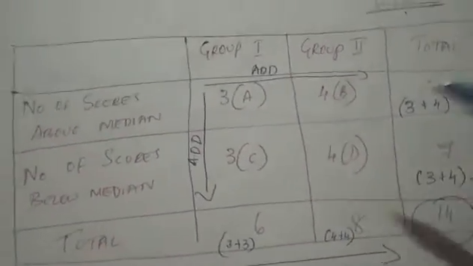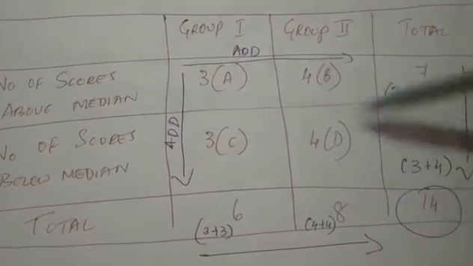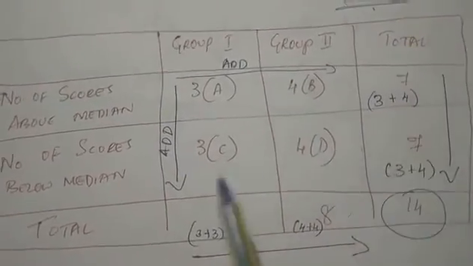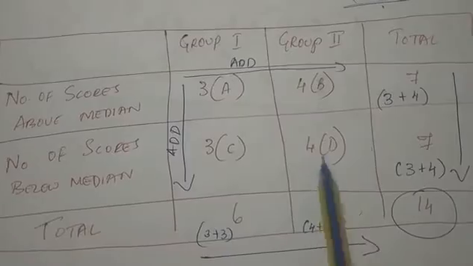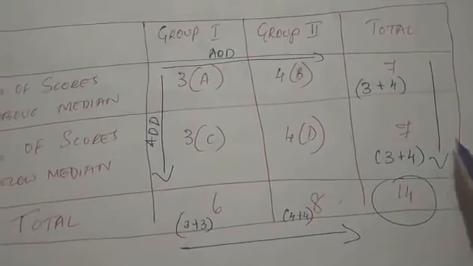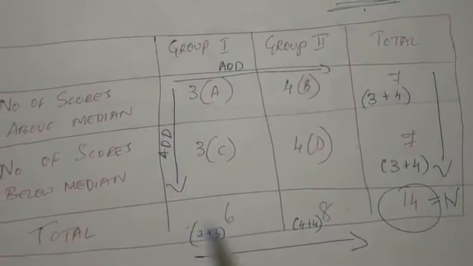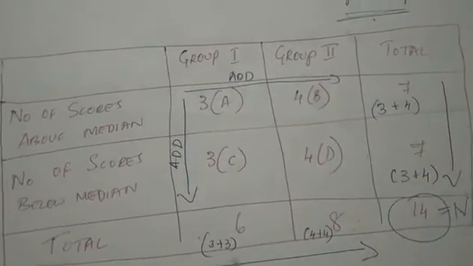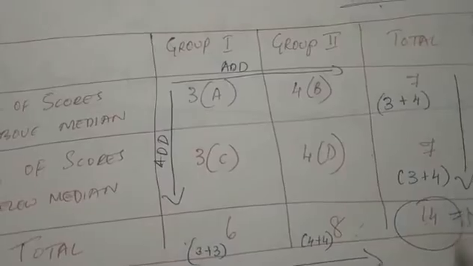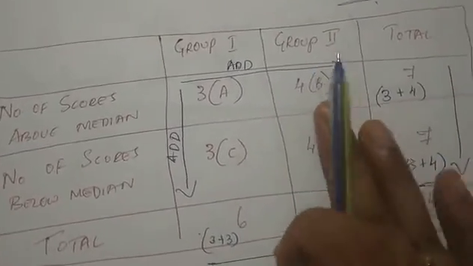Now we add vertically 3 plus 3 is 6. We add vertically again 4 plus 4 is 8. We add horizontally 3 plus 4 is 7. Again horizontally 3 plus 4 is 7. Again we add vertically 7 plus 7 is 14. This is n, 14 is n. And again 6 plus 8 is 14. So this makes sure that whatever you have calculated is true and there is no mistake while entering in the table. This is the formula to cross check your entries.